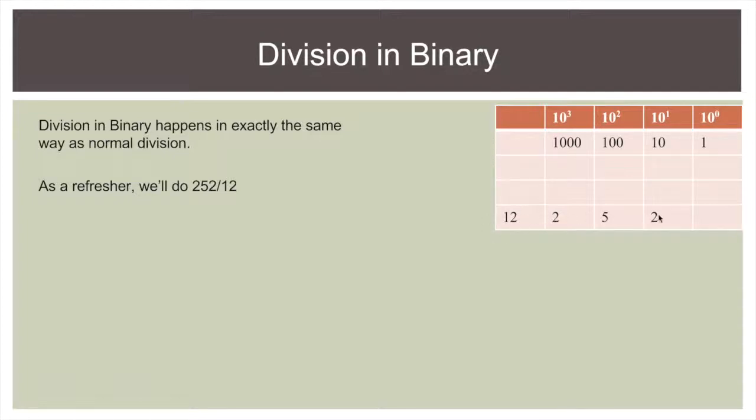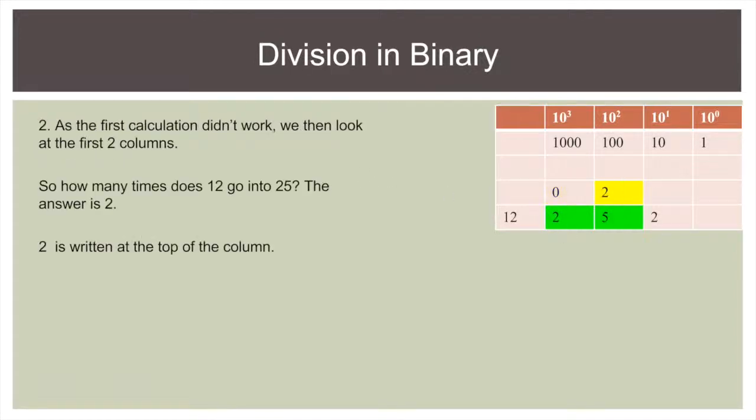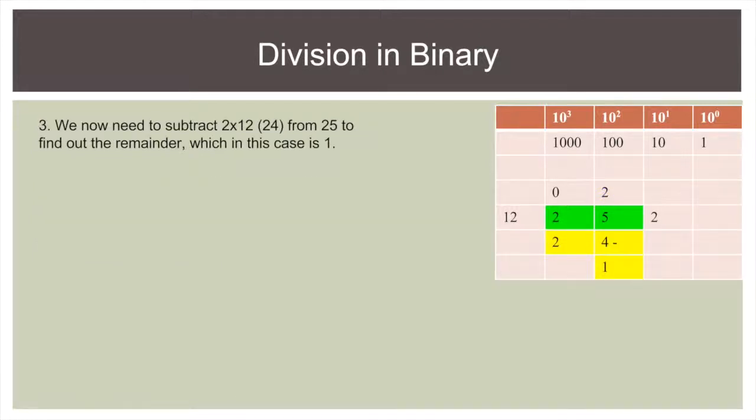Here's 12 divided by 252. So how many times does 12 go into 2? None, so we write a 0. And now we treat these two columns as one column, because this didn't work, so we'll now have 25. So how many times does 12 go into 25? The answer is 2. So we write 2 at the top of the column.